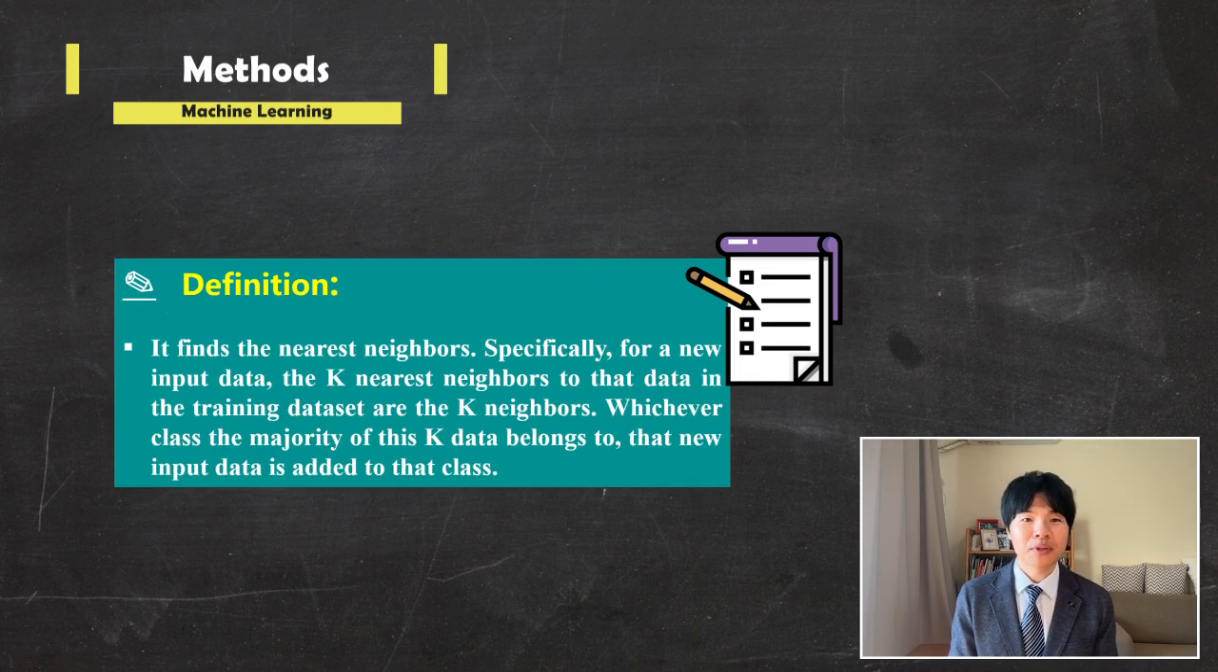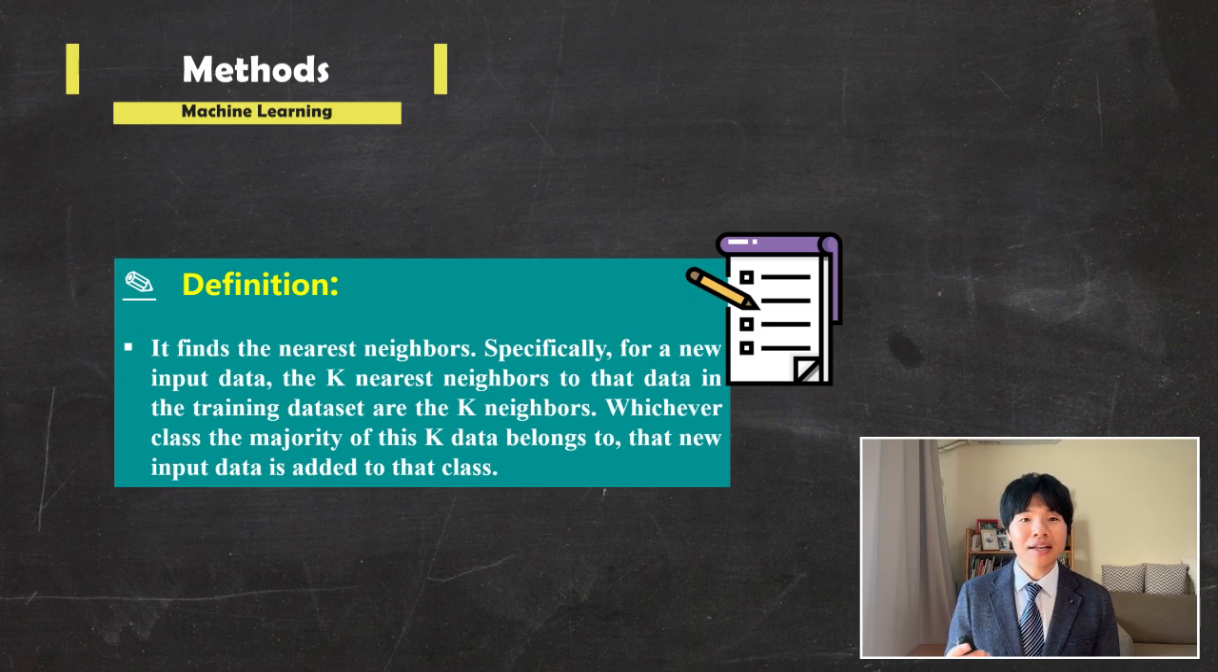First, let's talk about the classification algorithm, k-nearest neighbors. As the name suggests, it's about finding the nearest neighbors. Specifically, for new input data, we find the k closest data points in the training dataset, which are the k neighbors. The new input data is classified into the category that most of these k data points belong to.